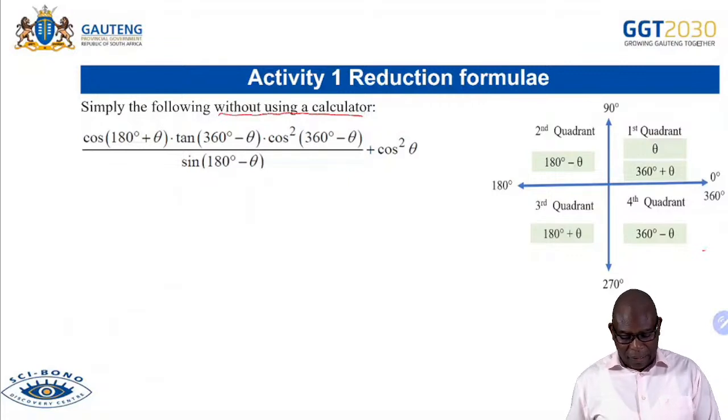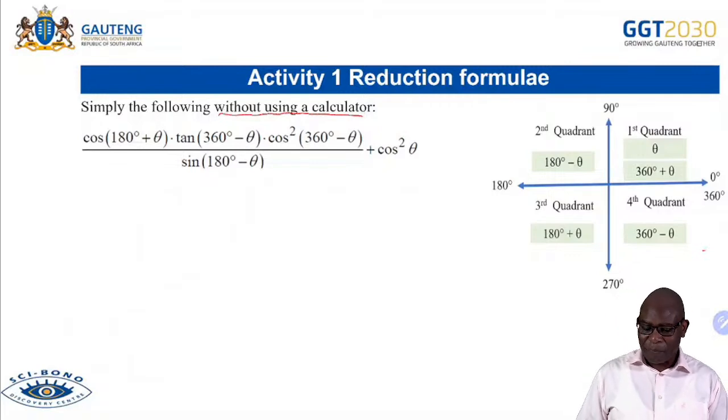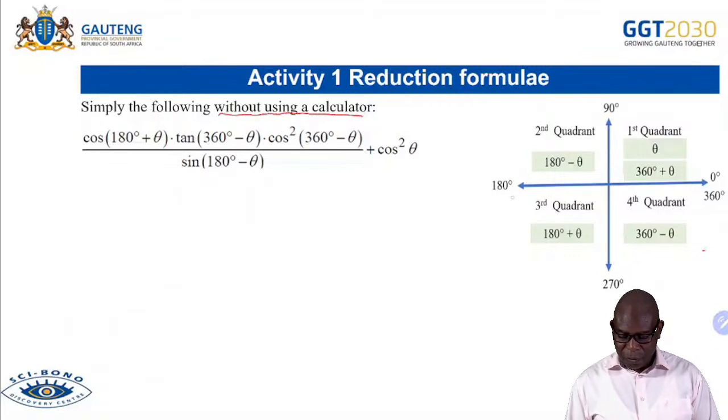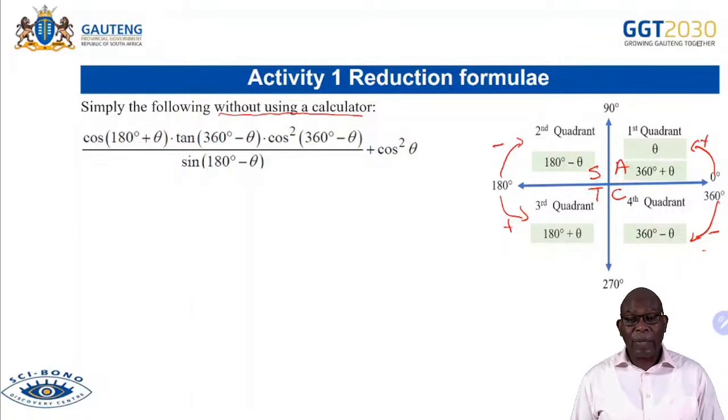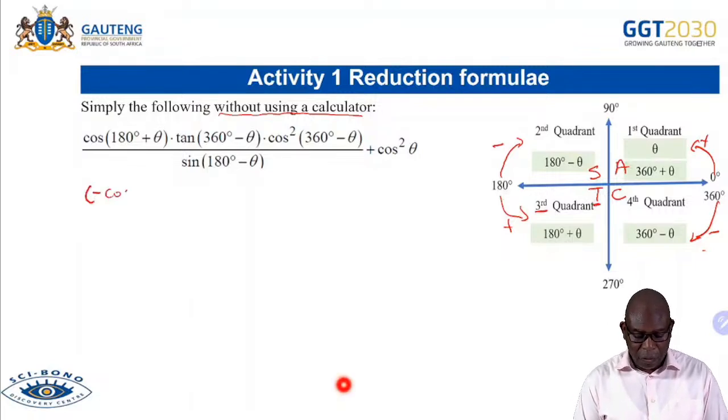I love it. Cos of 180 degrees plus theta. So where do I go? Cos 180, so I'm going to do this: plus, that's minus, that's minus, that's a plus. Right, so this is my CAST as we know it. Now I'm going to say the cos of 180 degrees plus theta. So I'll go to 180 plus, it's in the third quadrant. In the third quadrant cos is negative, so I'm going to just write negative cos of theta.